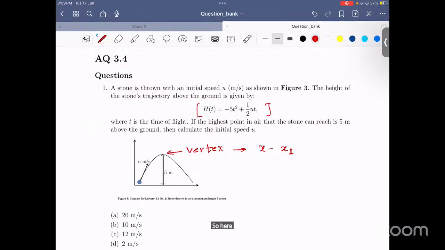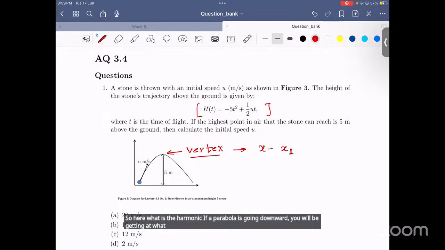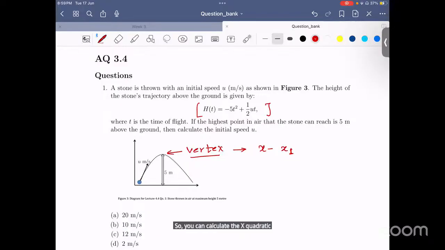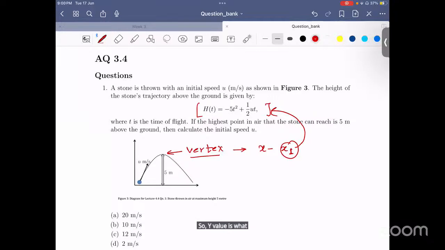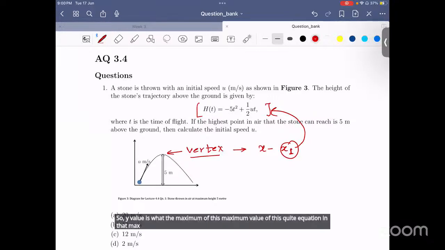So here, what is this parabola? This parabola is going downward, right? If a parabola is going downward, you'll get the maximum at the vertex. So the maximum will exist, right? So you can calculate the x coordinate from there, first of all. Now, if you get the x coordinate, you just put it in this equation to get the y value. The y value is the maximum value of this quadratic equation. And whatever y1 you get, you have to equate it to 5 meter. That's it. You'll get the answer.